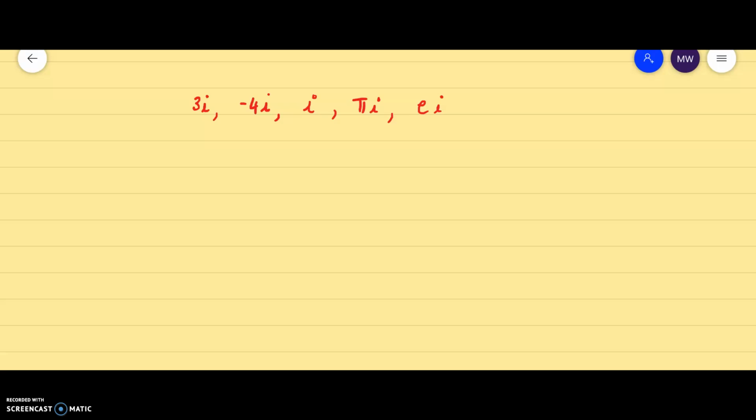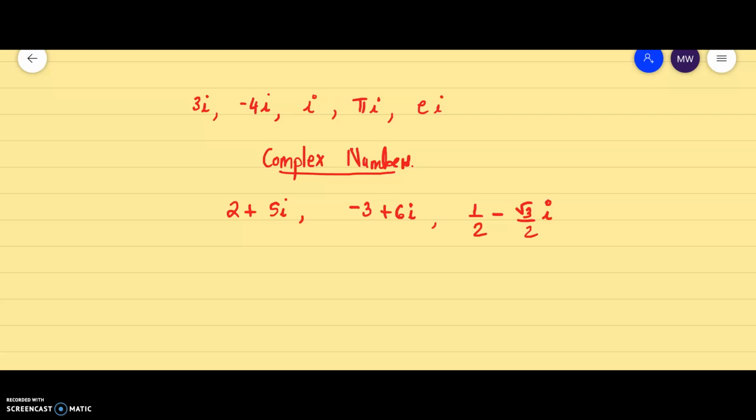And now what happens when we take a real number and an imaginary number and decide to add or subtract them? Now we have a new set of numbers called complex numbers. Complex numbers are numbers like 2 plus 5i, or -3 plus 6i, or 1/2 minus radical 3 over 2 i, things like this. All right.